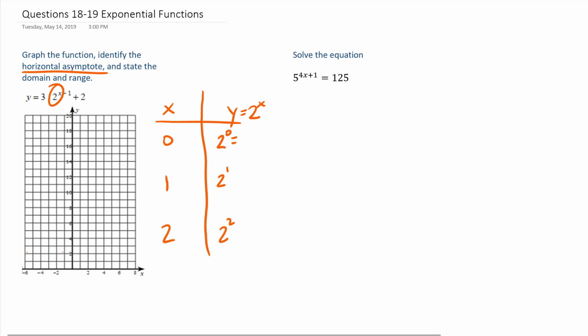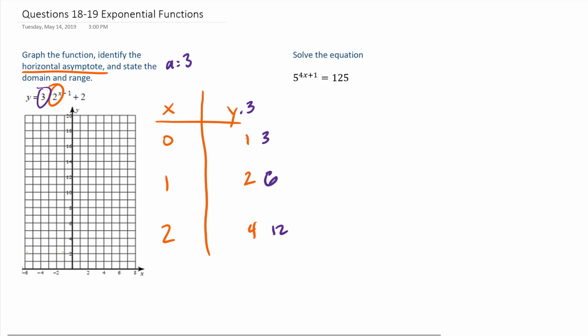Those coordinates are 2 to the 0 power. Anything to the 0 power is 1. 2 to the first power is 2, and 2 to the second power is 4. Now I can clean this up a little bit and start to apply my different transformations. The first transformation I see is this a value. So a is equal to 3. That tells me there's a vertical stretch by 3, so I'm going to be multiplying by 3. 1 times 3 is 3, 2 times 3 is 6, and 4 times 3 is 12.